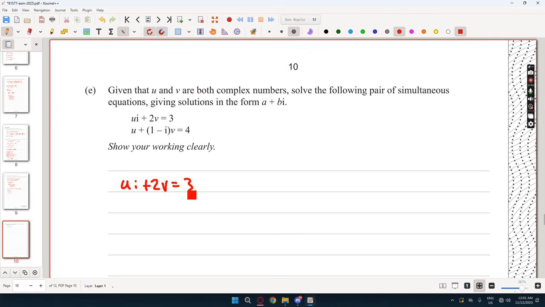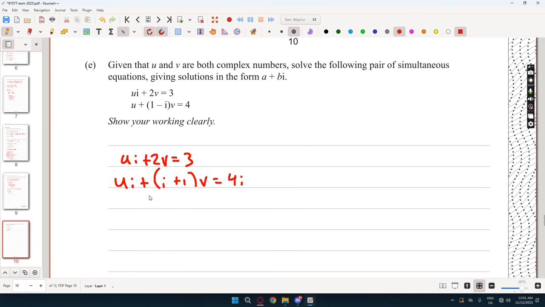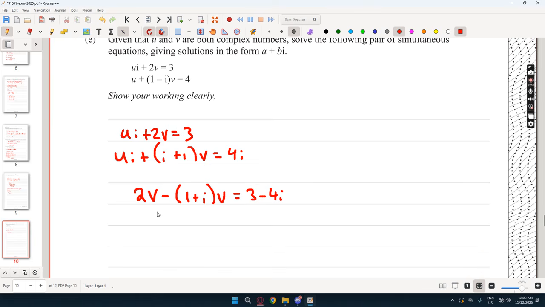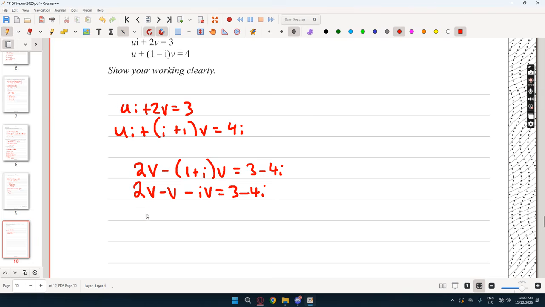ui plus 2v equals 3. ui plus, times that by i, you get i plus 1v equals 4i. Subtracting, we get 2v minus 1 plus iv equals 3 minus 4i. 2v minus v minus iv equals 3 minus 4i. So v minus iv equals 3 minus 4i.